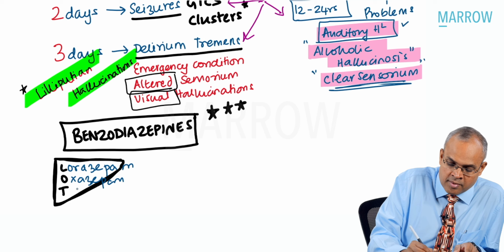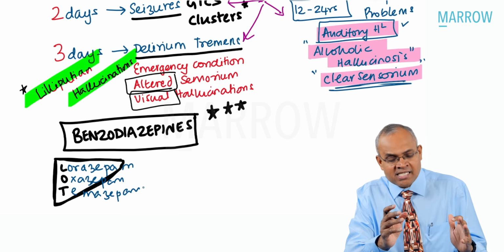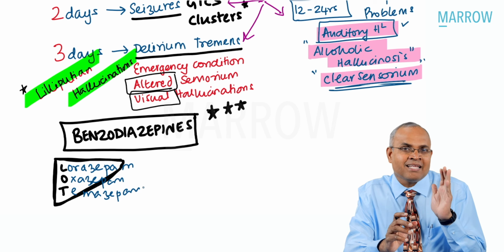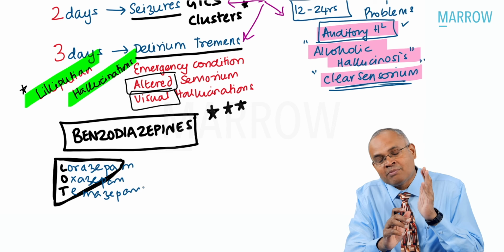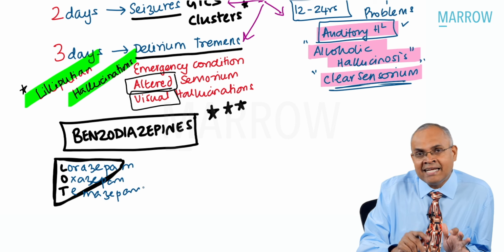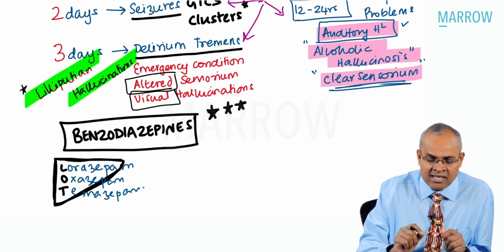oxazepam, temazepam. Lorazepam, oxazepam, and temazepam are preferred because they don't get accumulated in the body and they are very short acting, so they do not cause that much respiratory depression. That's the reason they are preferred in elderly people and people with liver dysfunction.